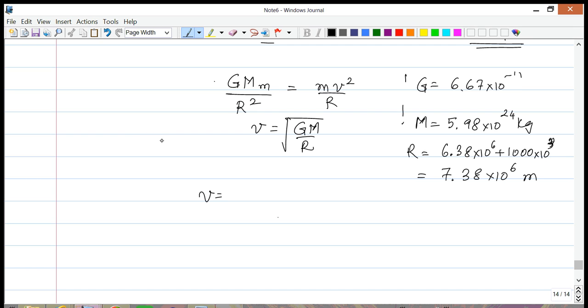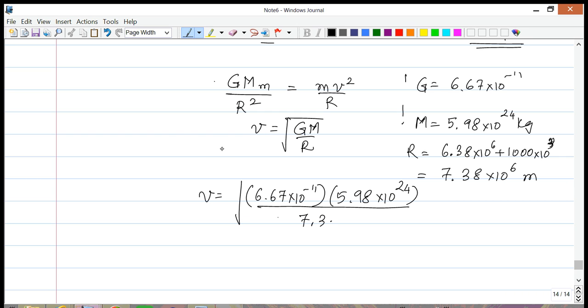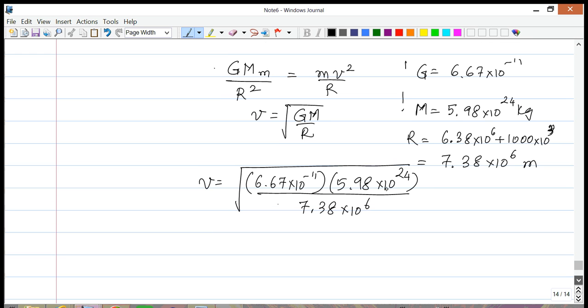Let's figure out the speed. The speed v is now equal to the square root of 6.67 times 10 to the minus 11 multiplied by 5.98 times 10 to the 24, and then you divide this by 7.38 times 10 to the 6 meters. It's very straightforward to do this.